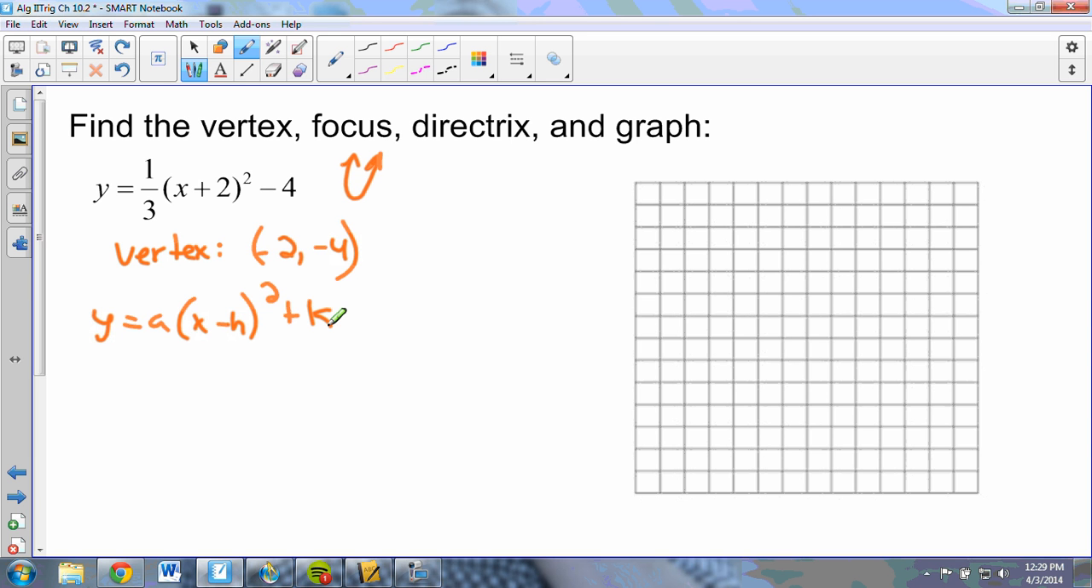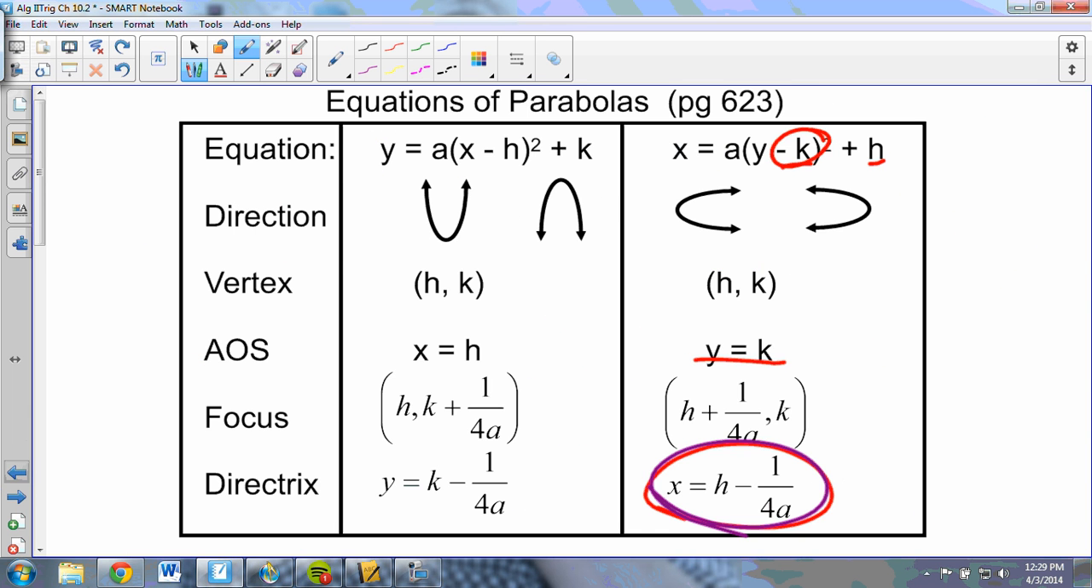Okay, what is the directrix? Or we'll do the focus next. What is the focus? Well, we have to go back to our table. I will give you this on quizzes and tests. I'll give you a handout that has all this information on it, so don't bother memorizing it.